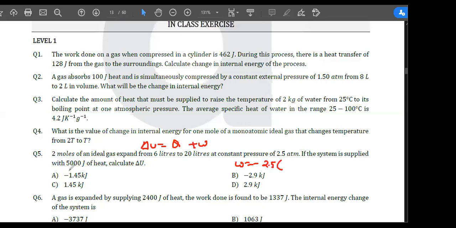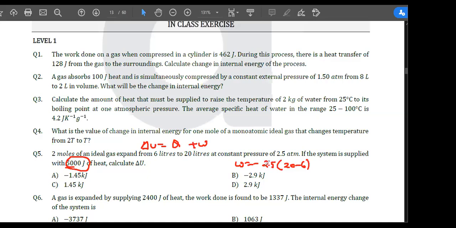This is your Q, right? If the system is supplied with 500 joule of heat, it is given. So first of all, find W: 20 minus 6. Now this is in atm liter. Before adding, you have to convert this into joule. That's the concept, right? Everyone got the concept?